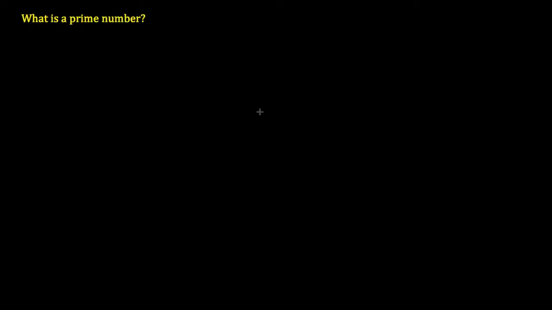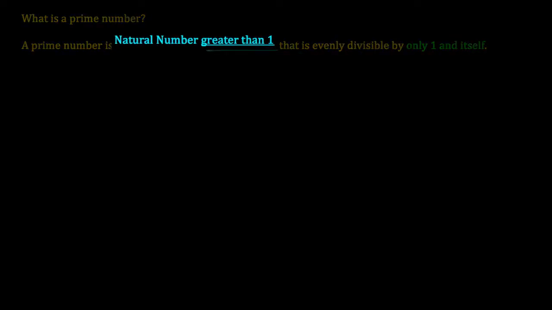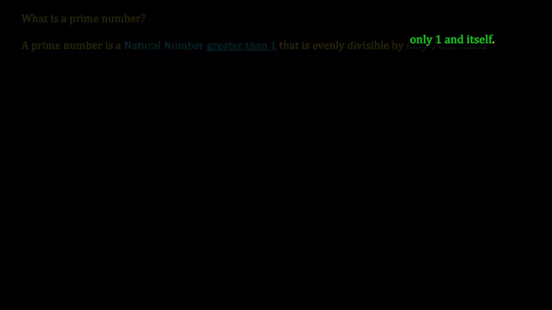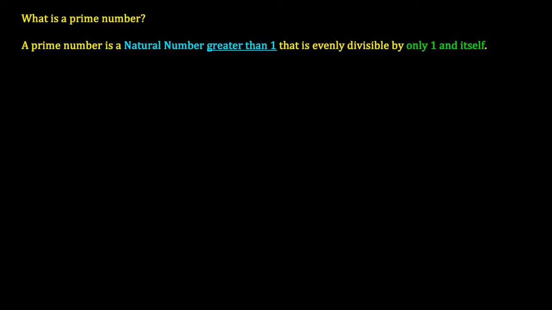In this math talk, we answer the question, what is a prime number? Simply stated, a prime number is a natural number greater than 1 that is evenly divisible by only 1 and itself. What I'm really saying here is that a prime number has two factors only. Two factors only.